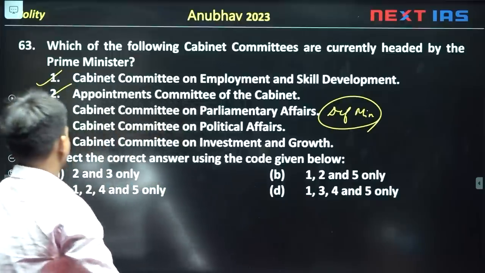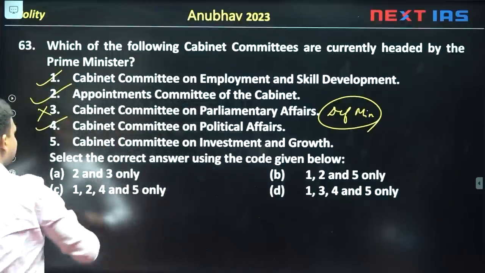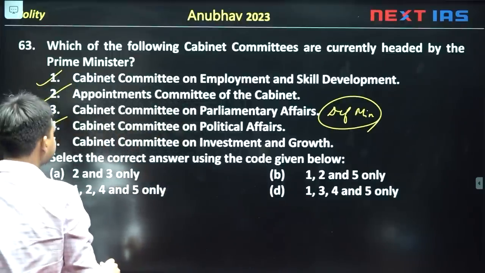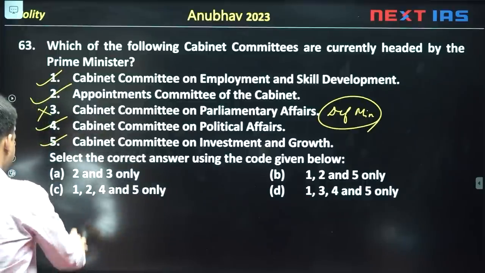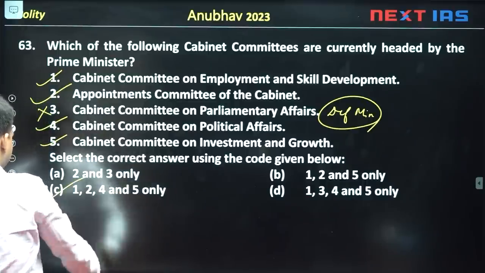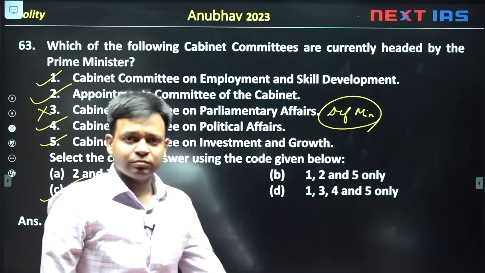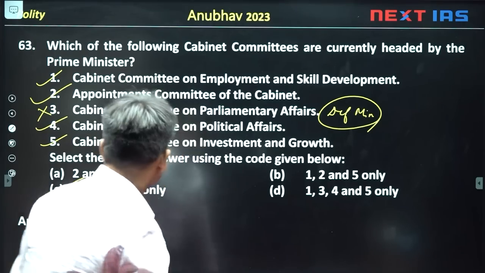Okay? Cabinet Committee on Political Affairs is headed by the PM. Cabinet Committee on Investment and Growth is headed by the PM. So, the answer will be 1, 2, 4 and 5. So, answer is C. This is the correct answer.